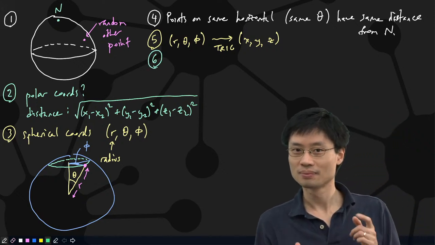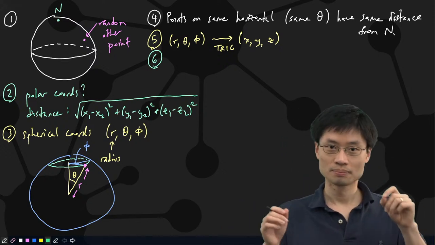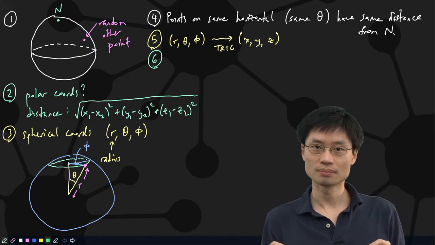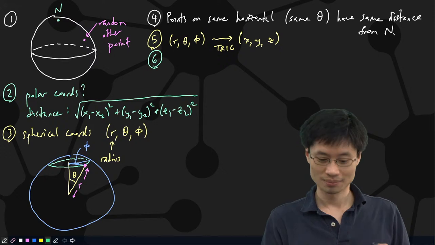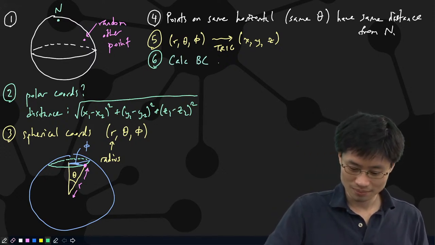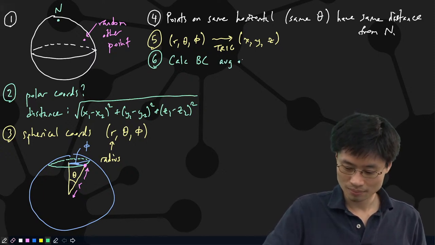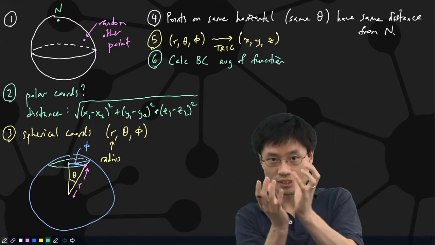Okay, so here's my thinking. It's finding the average distance between the two points. Basically, think of finding an average value of a function, where we are on the surface of the sphere, or the entire volume of the sphere. Surface of the sphere.